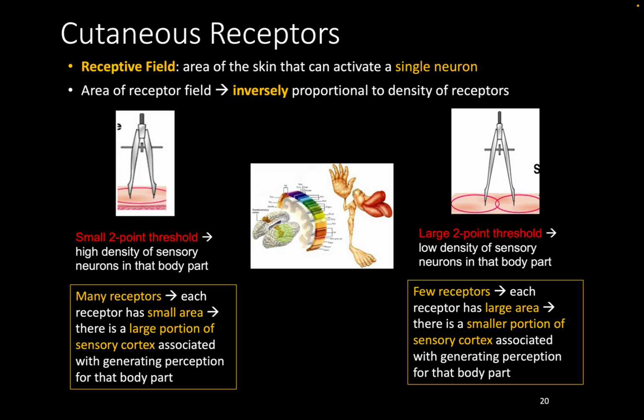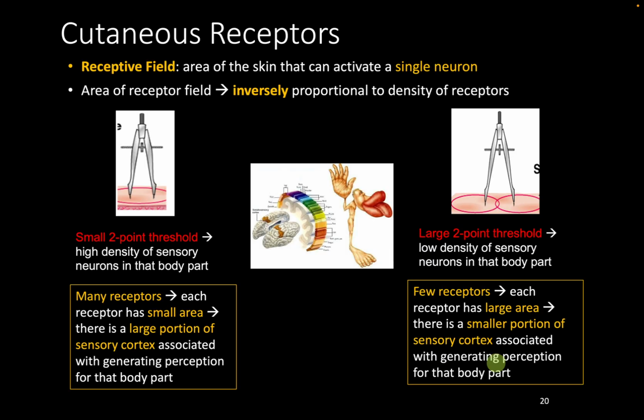So if there's few receptors, then each receptor is in charge of a bigger area. And they're not going to get it right every single time. They're in charge of a huge area, so they're going to be less accurate. With that, there's also a smaller portion of your sensory cortex, or your brain, associated with perceiving that body part. And that should make sense. It's not that important to consistently feel your back, or the back of your arm. It's more important that you put your brain power towards feeling things with your hands, what you do every day, what you need to be precise.